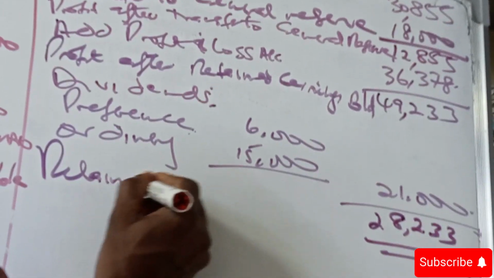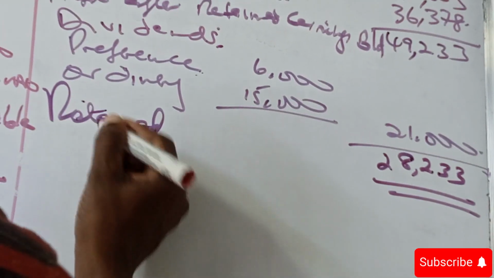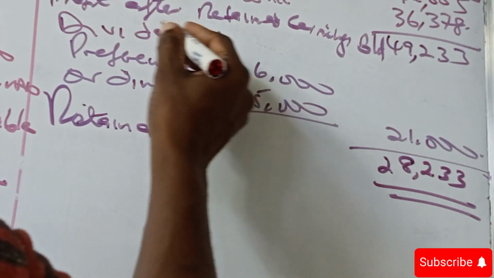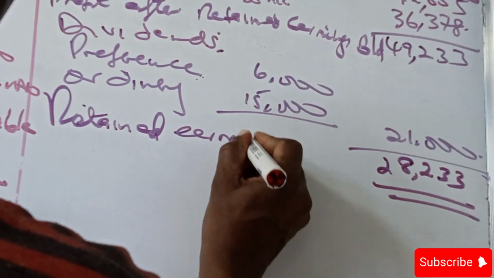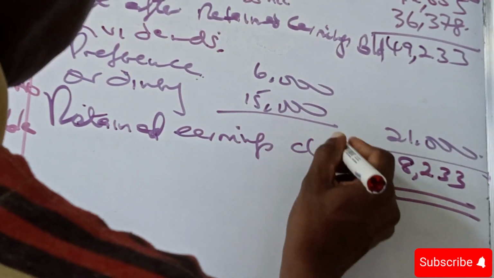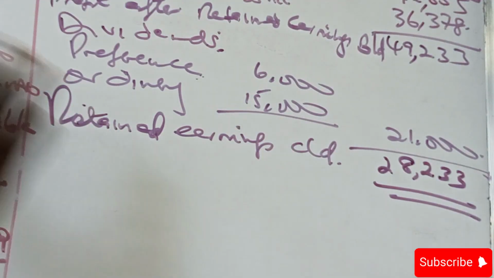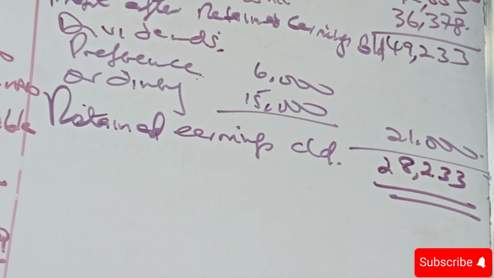This is the retained earnings, or P&L. It is also called the profit and loss account. The profit and loss account, retained earnings carried down. That is what we carry to the balance sheet. From this income statement, that is the only figure that you carry to the balance sheet. And like we have always done, we will capture it here.